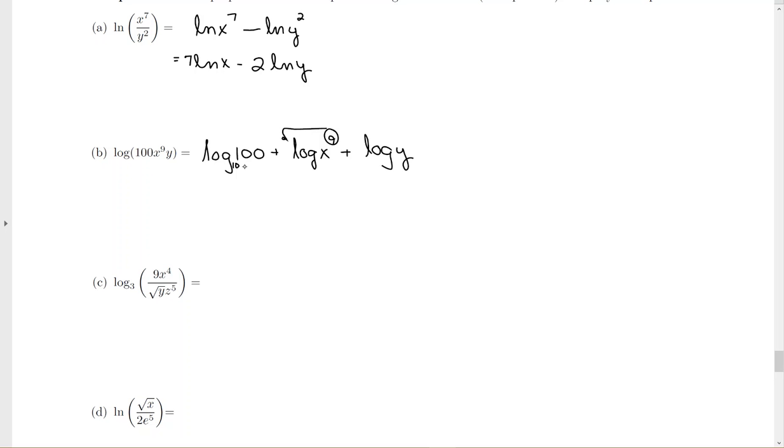We can simplify this and think about 10 to what power gives me back 100, and that number would be 2. So this would be 2 plus 9 log base 10 of x plus log base 10 of y. Remember, we don't have to write the little 10 in there, but it's okay if you do. If you're not sure about this simplifying part, you can use your calculator.